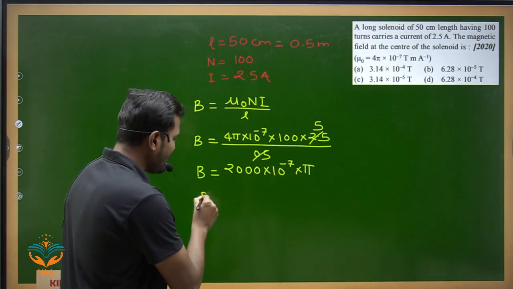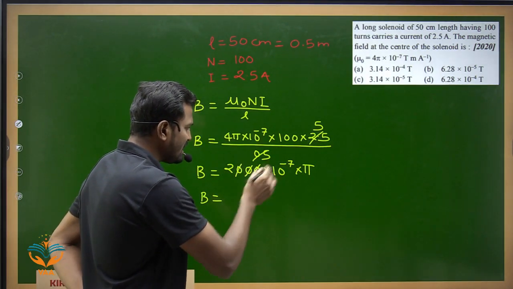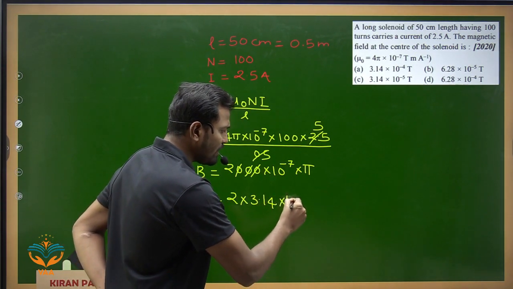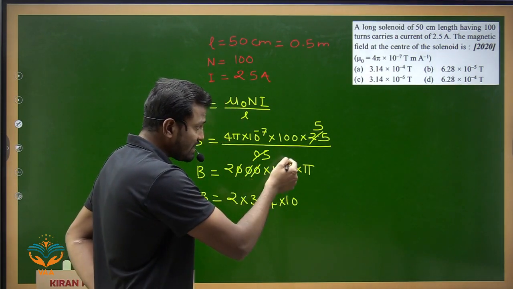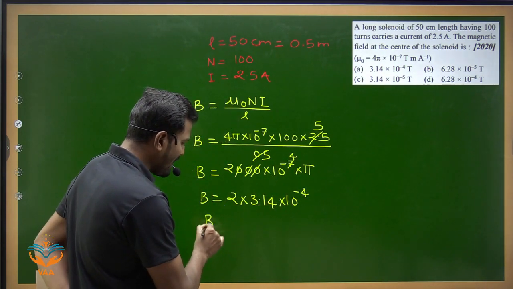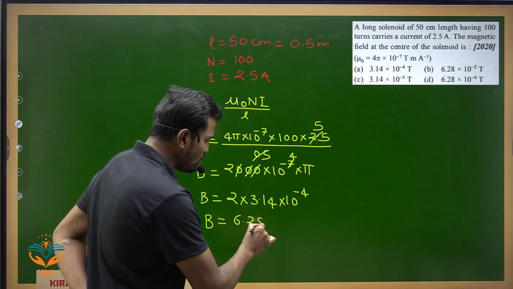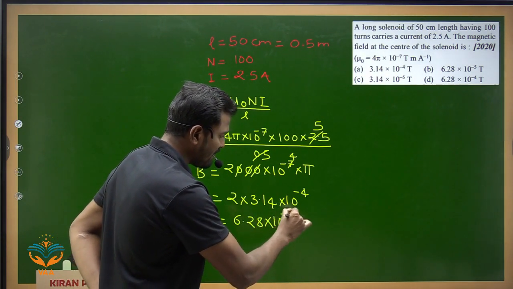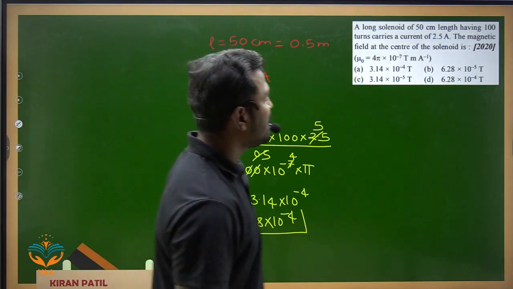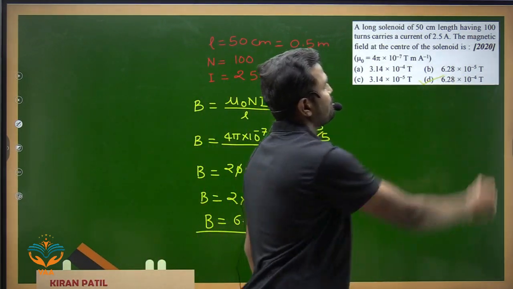Fine. So B is equal to, this gets cancelled out, we are having 2 into 3.14 into 10 to the power 3. The 3s cancel, so it will be minus 4. So the answer of magnetic field is 6.28 into 10 to the power minus 4. Please choose the concerned answer, it is the fourth option.